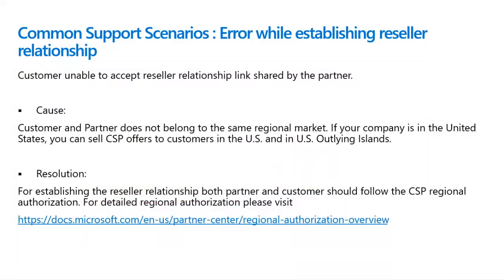Another cause for encountering an error while establishing a reseller relationship is when the CSP partner and the end customer belong to different regional markets. For example, if your company is located in the United States, you can sell CSP offers to customers in the US and in the US outlying islands. If your company is located in Brazil, you can sell CSP offers to customers only in Brazil. To determine where you can sell CSP offers, find your company's location in the document listed here.